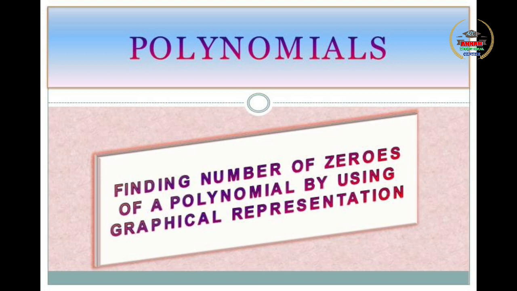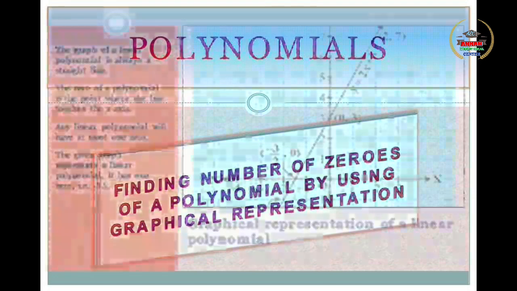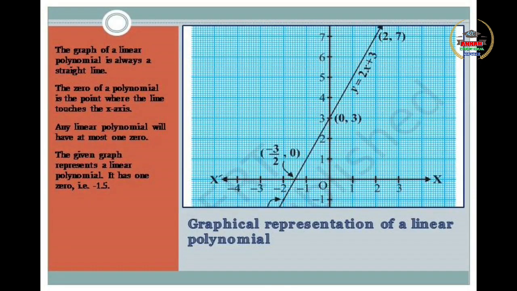So we are going to identify what type of polynomial is drawn as a graph, and we are going to find the number of zeros using the graph. This is called the geometrical method of finding the number of zeros of a polynomial. So first we are going to discuss the graphical representation of a linear polynomial. This is also called the geometrical representation.